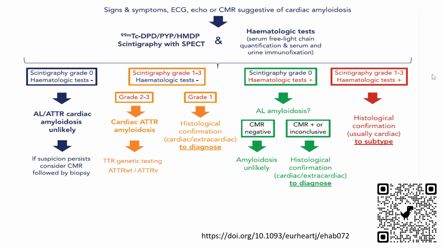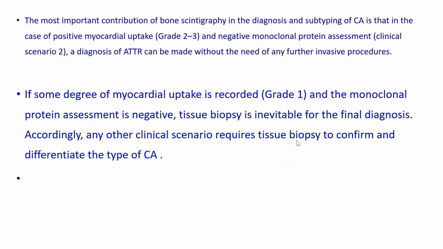Lastly, if scintigraphy shows grade 1 to 3 and the hematological test is positive, this is other than the typical pattern for ATTR amyloidosis, where we need histological confirmation, and typing usually has to be done to subtype the deposits in this case. The most important contribution of bone scintigraphy in the diagnosis of cardiac amyloidosis is in the case of positive myocardial uptake grade 2 or 3 and negative monoclonal protein assessment. In this scenario, we can safely diagnose ATTR cardiac amyloidosis.